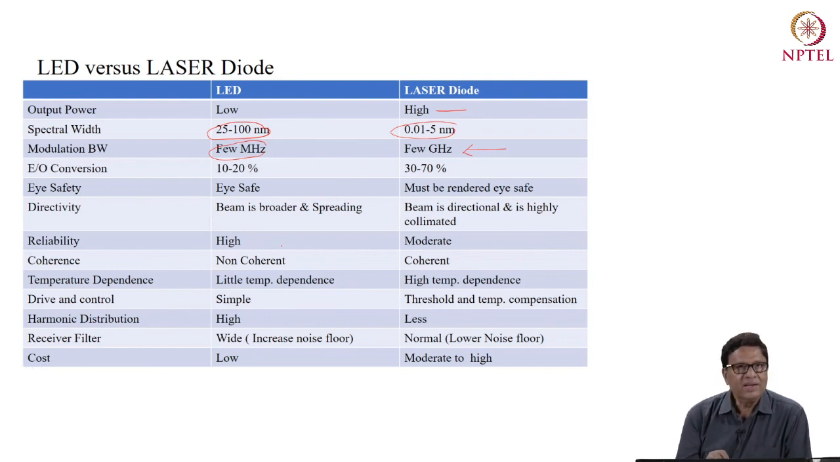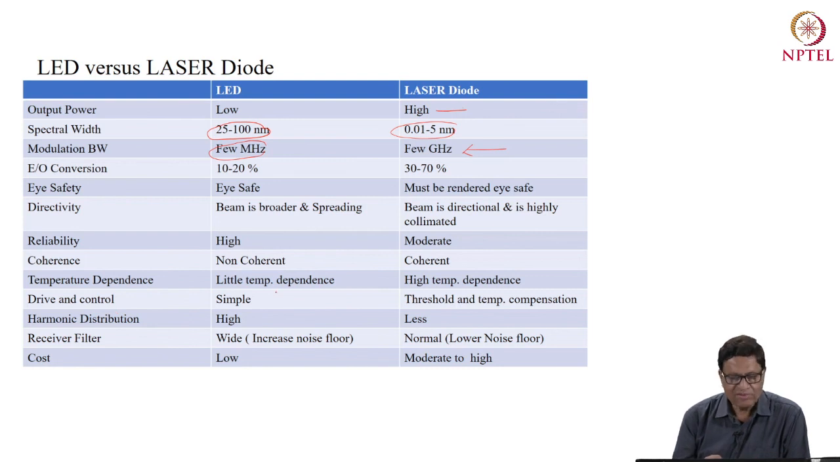The coherence: an LED is a non-coherent source. We had a good discussion about the coherency part, and the laser diode is coherent. We discussed both the temporal coherence and the spatial coherence. Temperature dependence: there is no significant temperature dependence in the case of an LED, whereas the laser diode is highly temperature dependent. The output power is highly temperature dependent, and you should have some mechanism to control the temperature if you want to keep the power output constant.